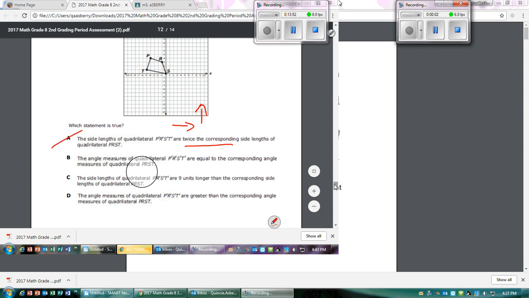The angle measure in quadrilateral PRC prime is equal to the corresponding angles. Well, all my angles are going to stay what they are because I'm just moving my object over and up. So yes, that's true. The side length of quadrilateral PRC prime is 9 units longer. No, my object did not get bigger, so no. The angles of quadrilateral PRC prime are greater than the original quadrilateral PRC. Well, my angles don't change, because I'm just moving left to right and up, it's not changing. My answer should be B. That's the only true statement.